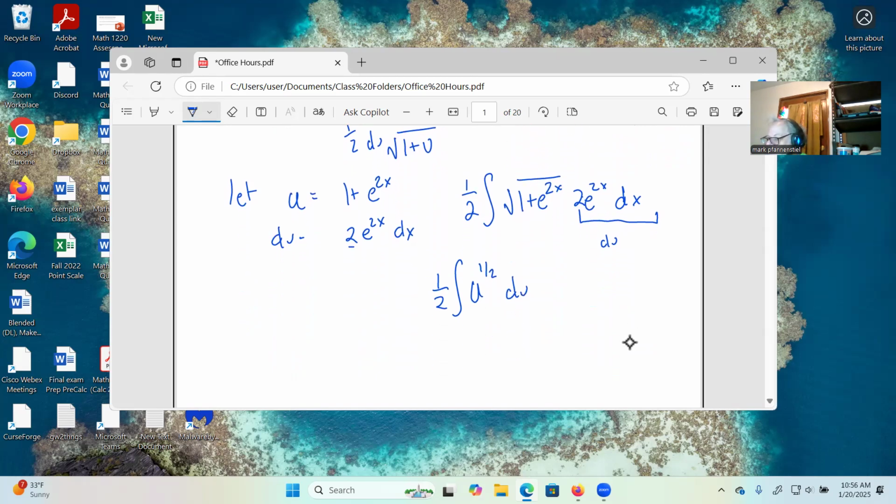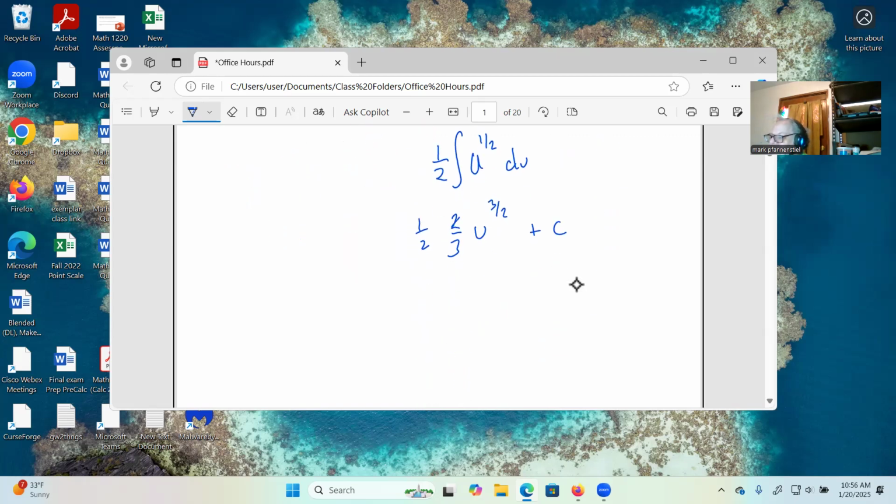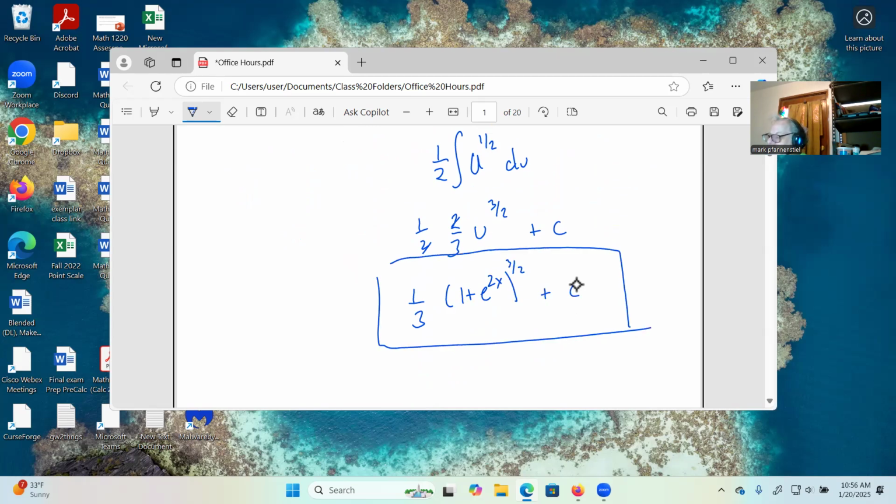Now to integrate this, we have 1 half u to the 3 halves, and because we raised it to the 3 halves, we have to divide by 3 halves, which is the same thing as multiplying by 2/3. And of course, we have to add our c because it's an indefinite integral. Some things cancel, so we end up with 1/3. What was u? u was 1 plus e to the 2x, all raised to the 3 halves power, plus c. And that is how you want to tackle this integral.